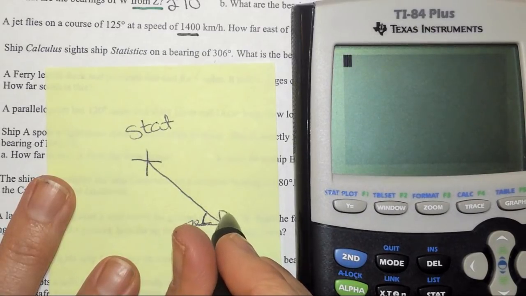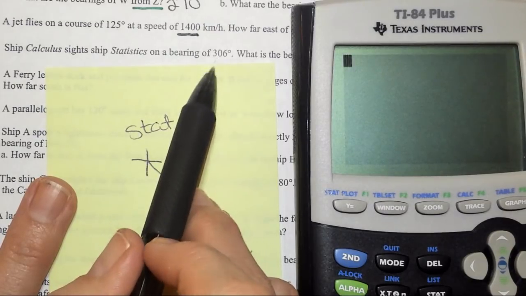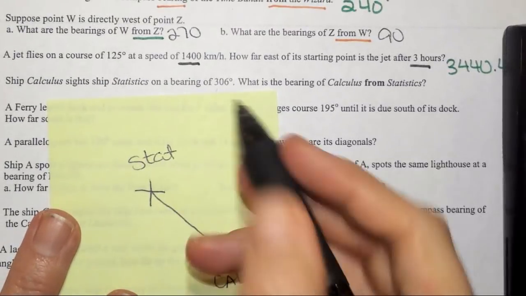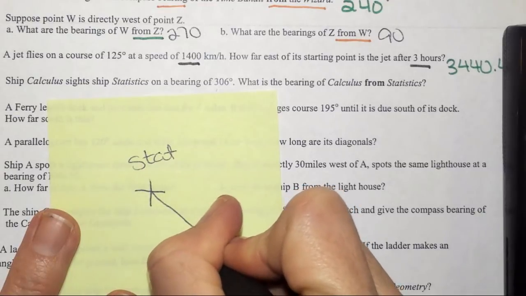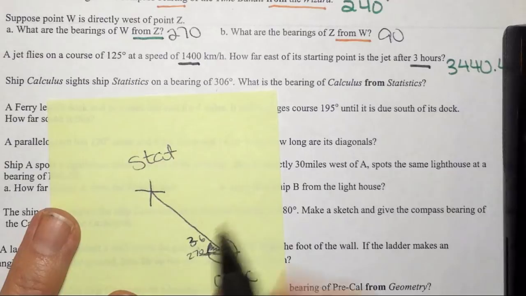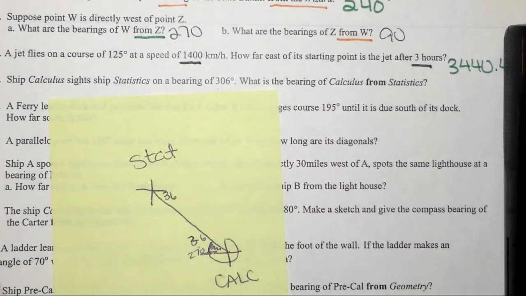So I know from the north all the way over here to the west is 270. I need to go a little bit more to go 306. So 306 minus 270 says I went 36 more. So this little inside wedge right here is 36. If this inside wedge is 36, alternate interior angle says this one is too.